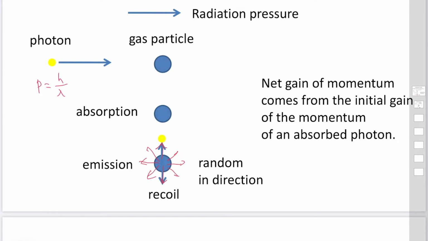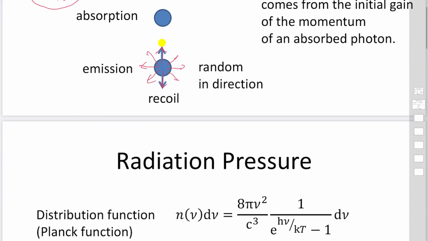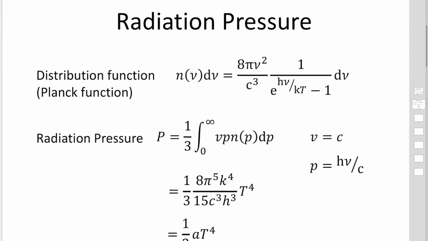But originally the photon is absorbed by the gas particle, so the original momentum of the photon is absorbed by the gas particle. The net gain of momentum of the gas particle is due to the momentum a photon originally has. So this increase in momentum produces the pressure. I'd like to show you how to calculate the radiation pressure.